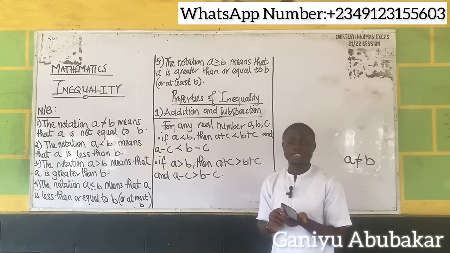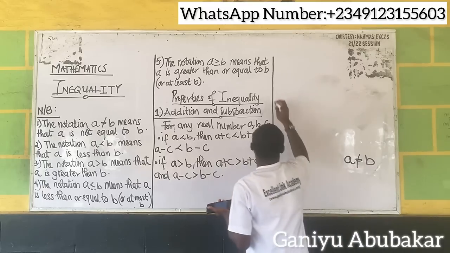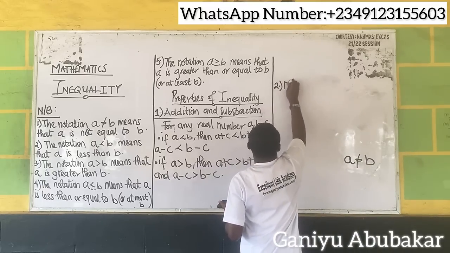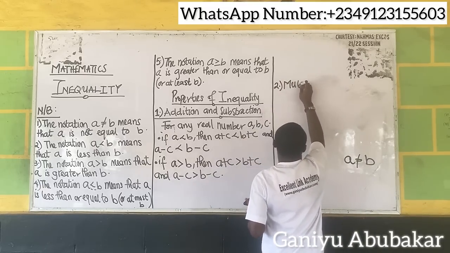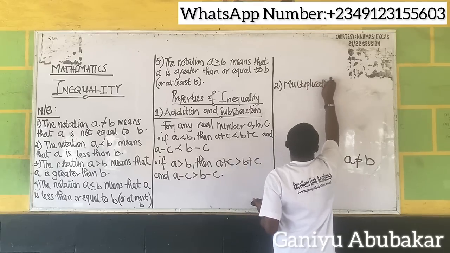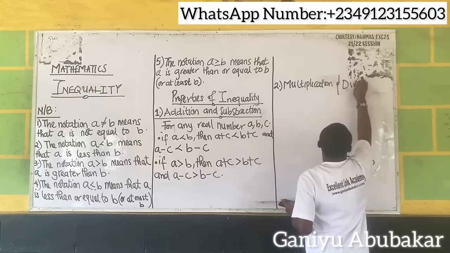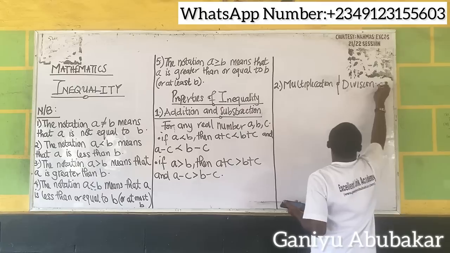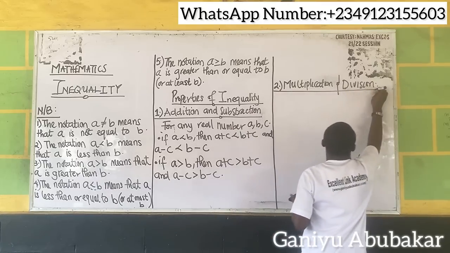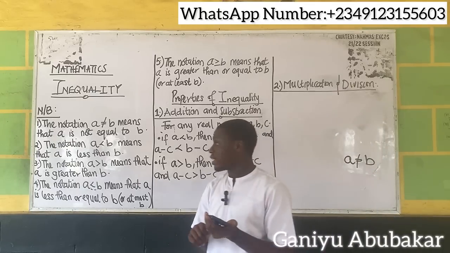Number 2, let's go to the second property, called the multiplication and division properties. Let's do the second property, multiplication and division properties, please. Now listen please. Here's the task.